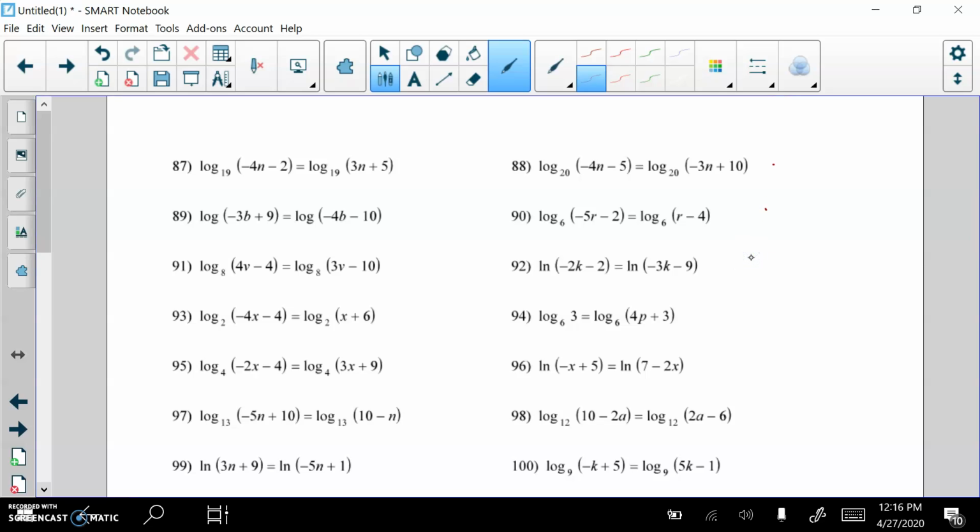I'll do a couple over here on the side. You got log with no base on number 89. So you exponentiate with a 10, and you end up with negative 3b plus 9 equals negative 4b minus 10. So you add 4b, get you positive b, subtract 9 equals 19. So pretty simple stuff.